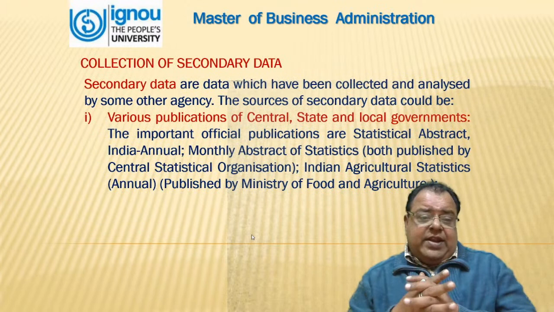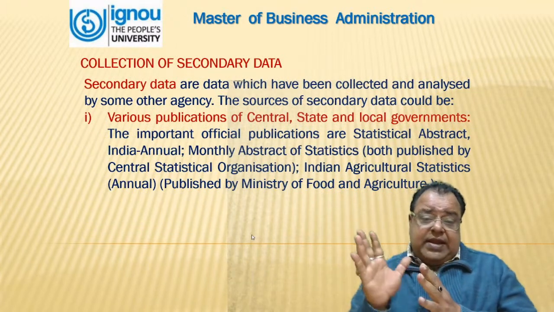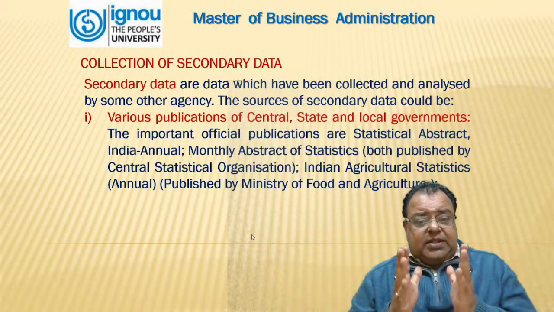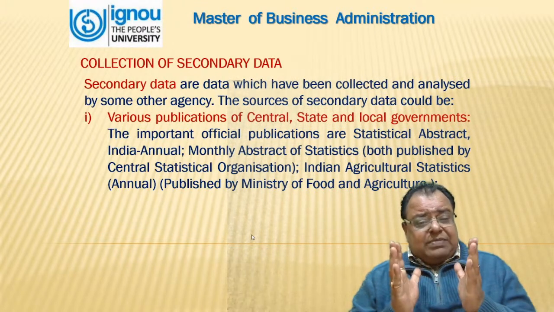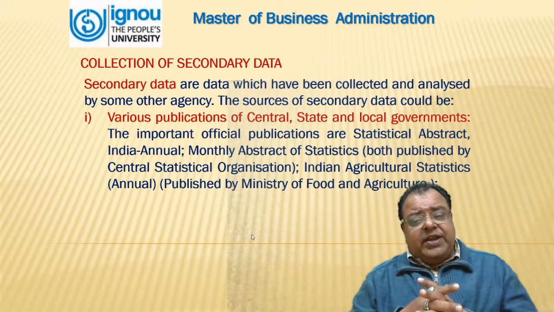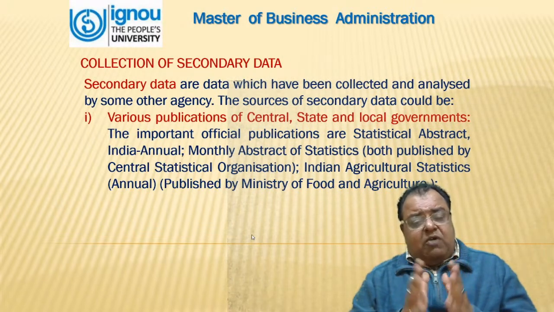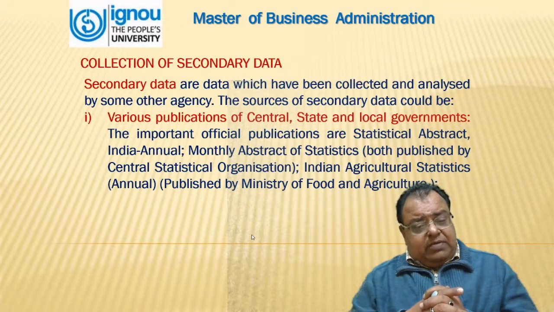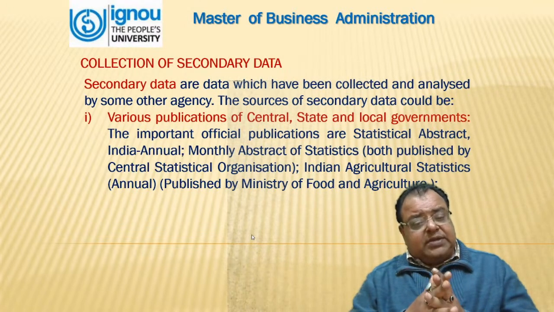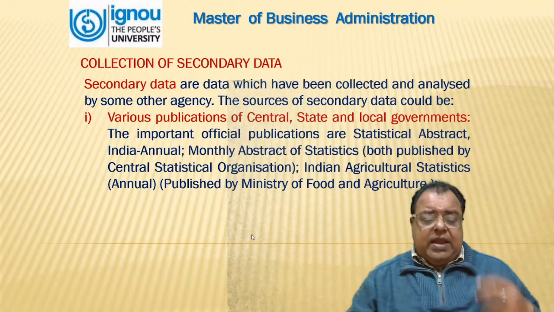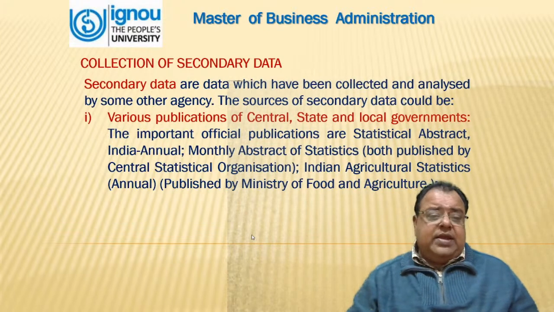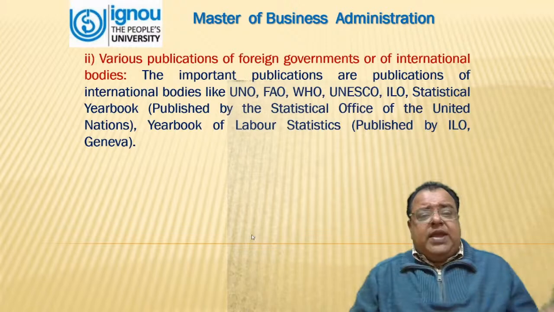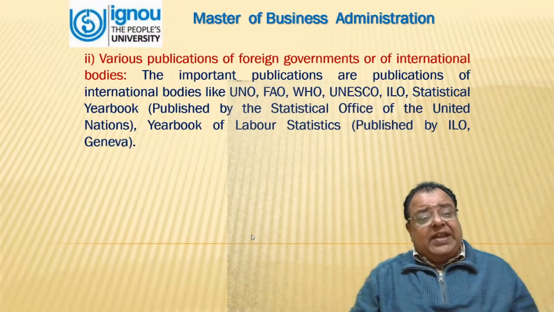Now, collection of secondary data. Secondary data are data which have been collected and analyzed by some other agency. The sources of secondary data could be various publications of central, state, and local governments. The important official publications are Statistical Abstract, India Annual, and Monthly Abstract of Statistics, both published by the Central Statistical Organization, and Indian Agriculture Statistics, which is annual in nature and is published by the Ministry of Food and Agriculture. The second source is various publications of foreign governments or of international bodies.